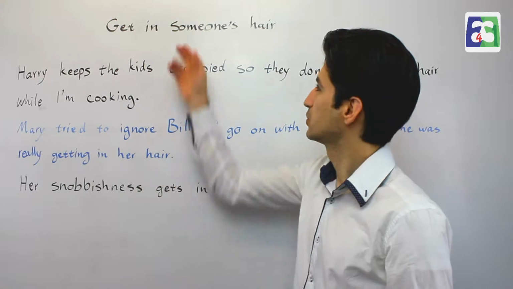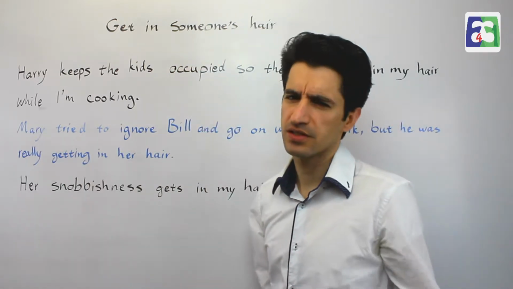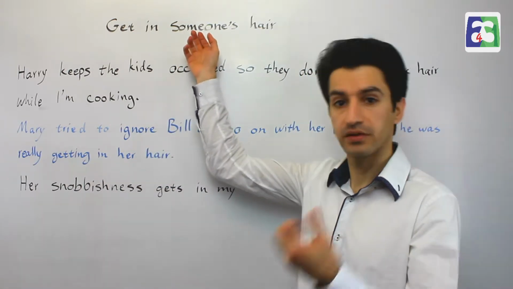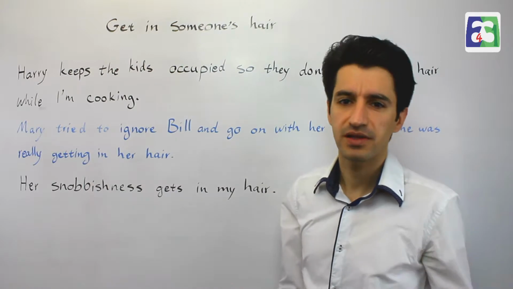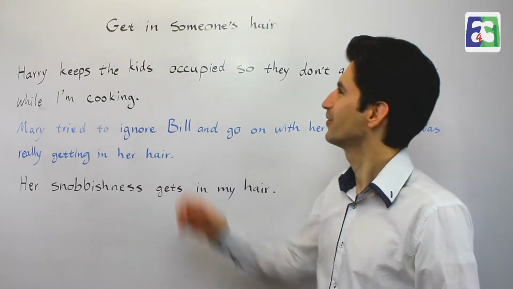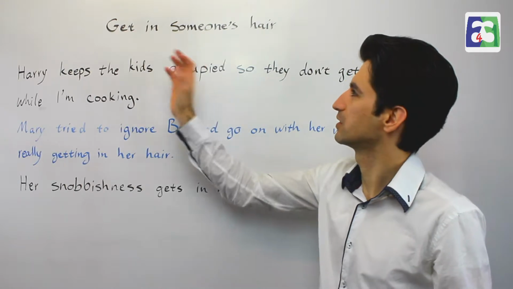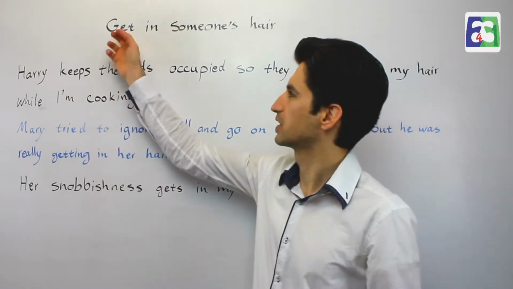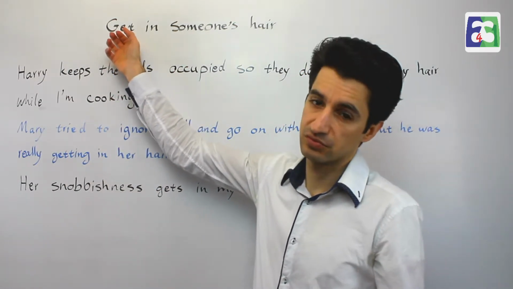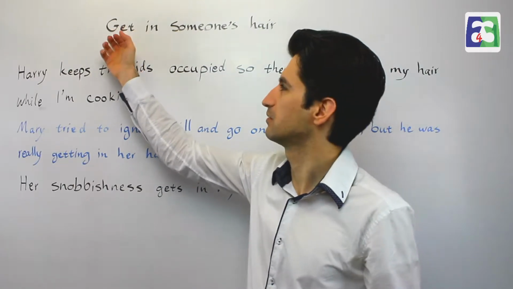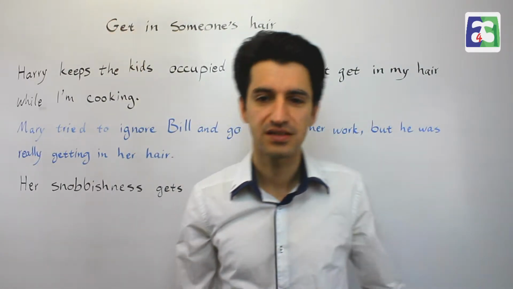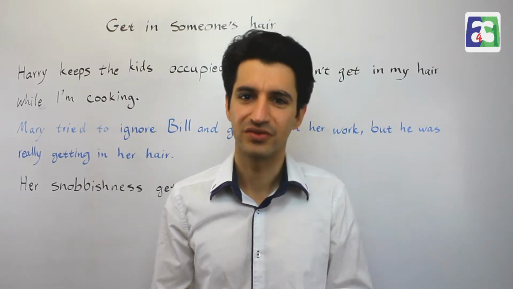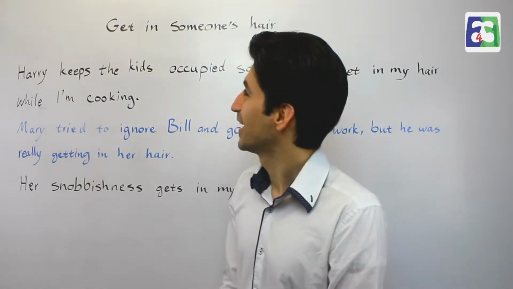What is that? Someone over here is the possessive adjective, so it can be my hair, your hair, his hair, her hair, John's hair, Mary's hair, or somebody's hair. It can change according to the person that we're talking about. And this is the verb, so it can change according to the tense. So it can be got or will get or something like this. You can change that based on the time of the sentence. Okay, but what does it mean?